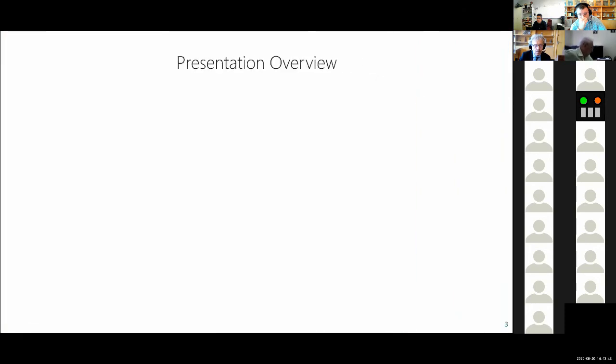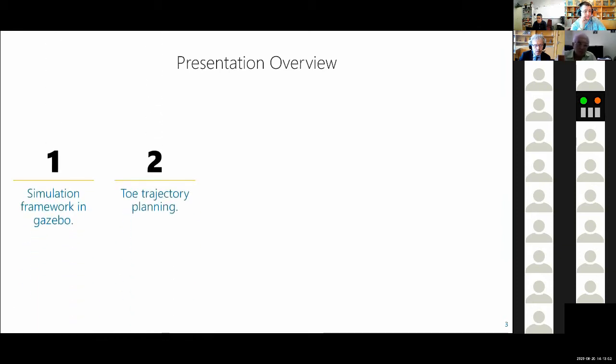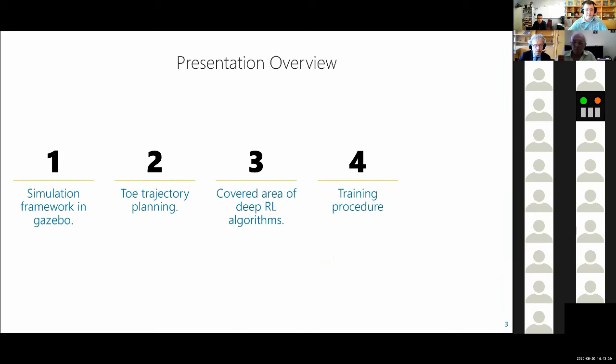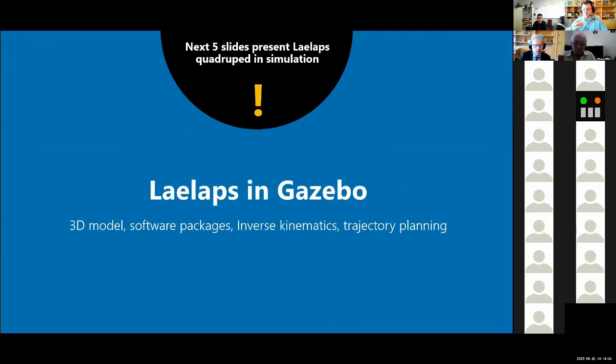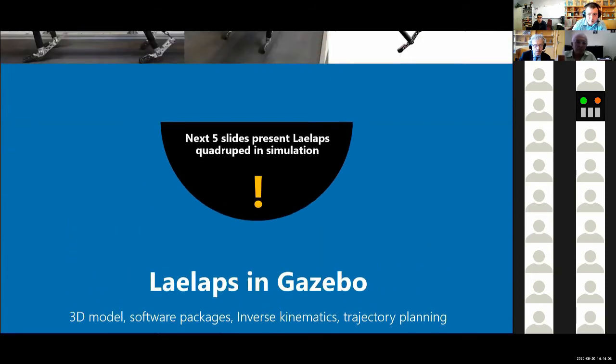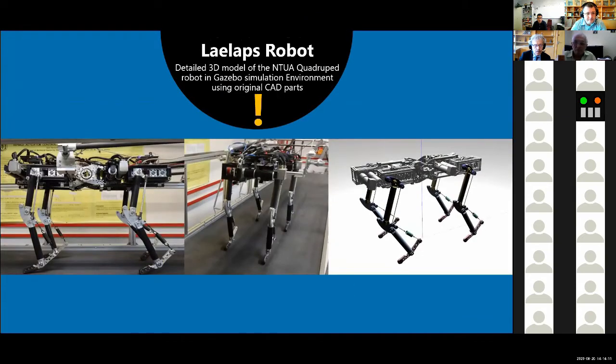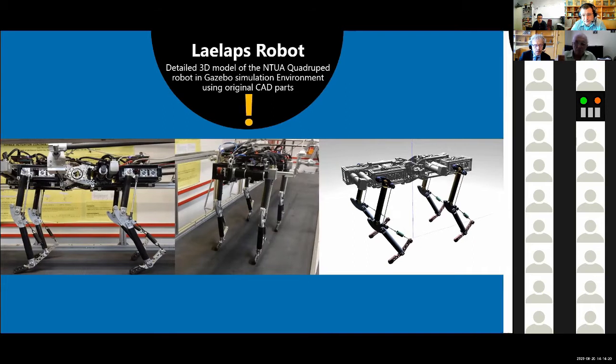So, the contents of this presentation are the simulation framework, the top trajectory, the chosen RL algorithms for evaluation and the reason behind this choice, the steps of the training procedure, and the summary of the results. So, first of all, let me explain a bit about the Laelaps quadruped and how we model it. The two pictures on the left and in the middle is the current version of Laelaps Robot on the treadmill in CSL in Athens, and on the right you can see the Laelaps Robot in Gazebo.